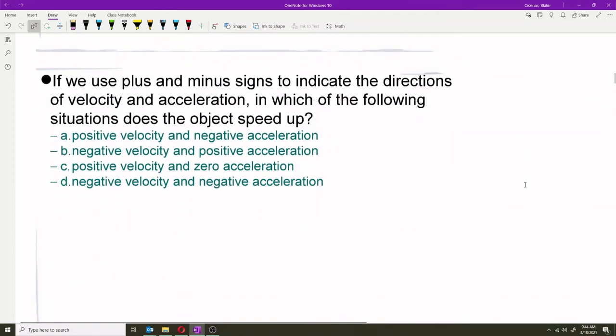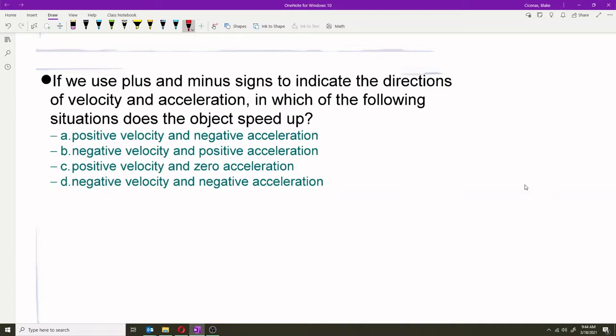So we'll do an example. If we use the plus and minus signs to indicate the directions of velocity and acceleration, in which of the following situations does the object actually speed up? Well, if you have a positive velocity and negative acceleration, that's like you're braking for a deer. A negative velocity and a positive acceleration, that's the backup cam situation where you're backing up and then you slam on your brakes because you don't want to hit a kid.